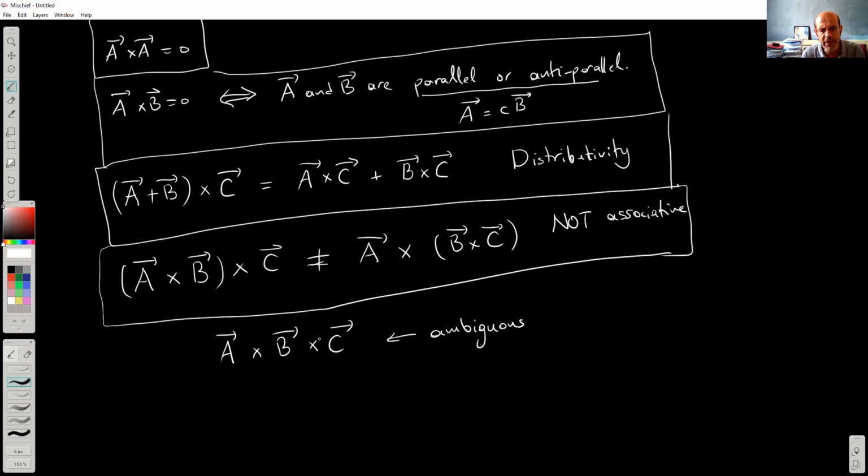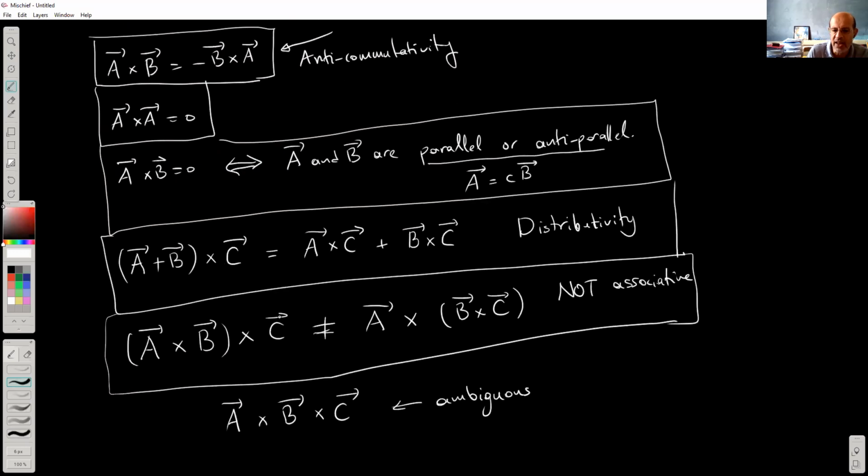A cross B can be equal to B cross A only if it is equal to 0, only in that case. This is just a vector equation. You can actually easily solve these kinds of equations. So these are fundamental vector identities.